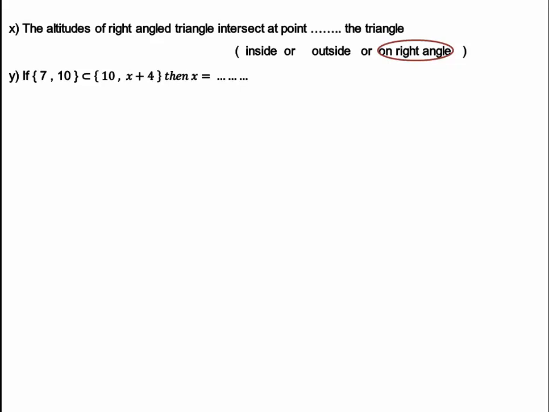If the set of 7 and 10 is a subset of the set of 10 and x plus 4, it means we have 10 here and 10 here, so x plus 4 equals 7. So which number plus 4 equals 7? It will be 3.